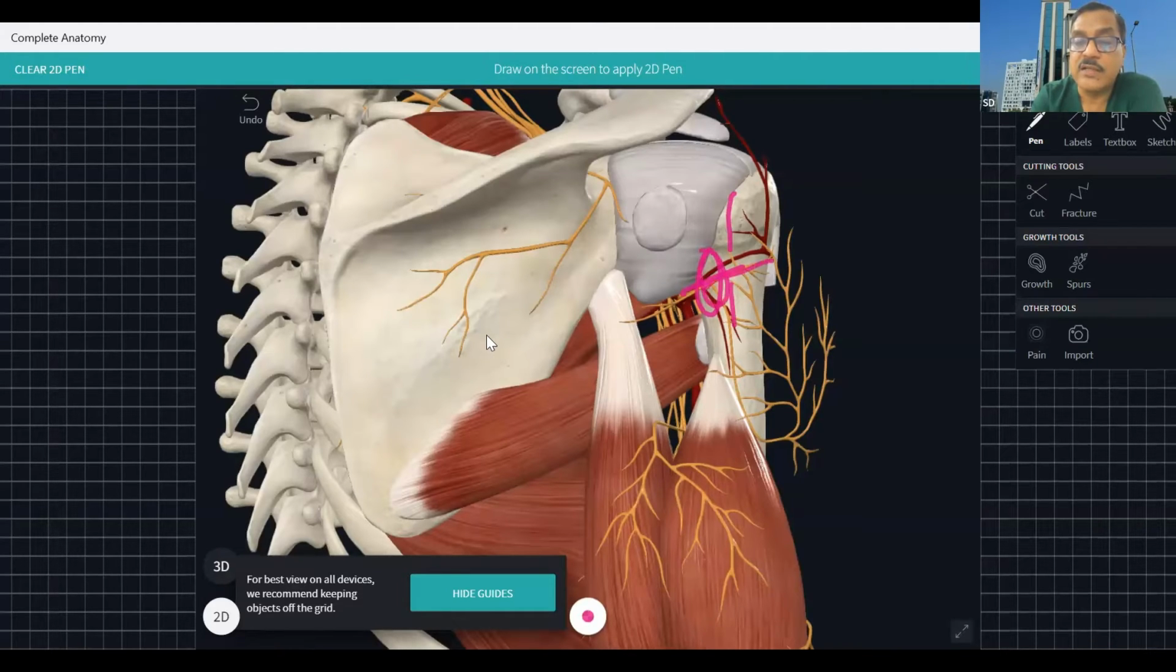nerve going laterally. So here, the posterior lateral part of the joint is supplied by the axillary nerve. And the axillary nerve is also very important. The articular branch of the axillary nerve is also a very important target when we are doing denervation of glenohumeral joint pain. So that is also an important target for us.